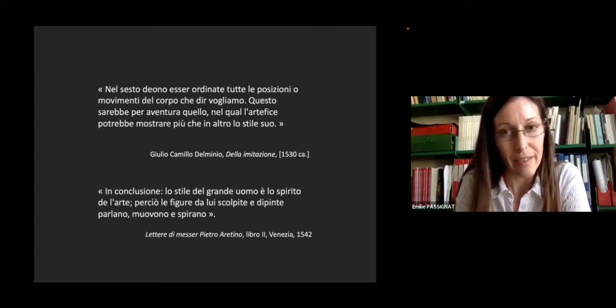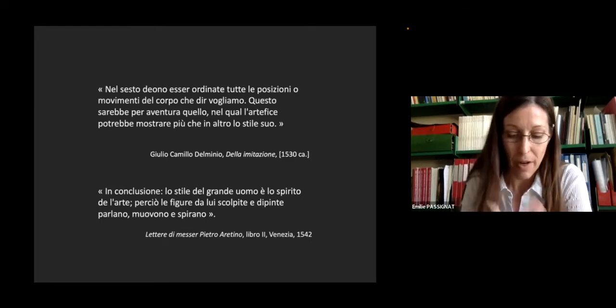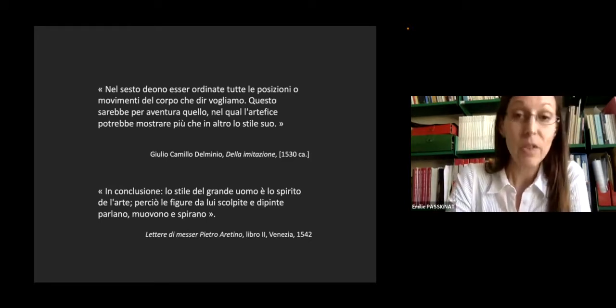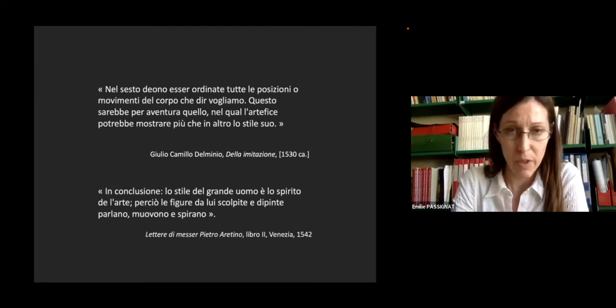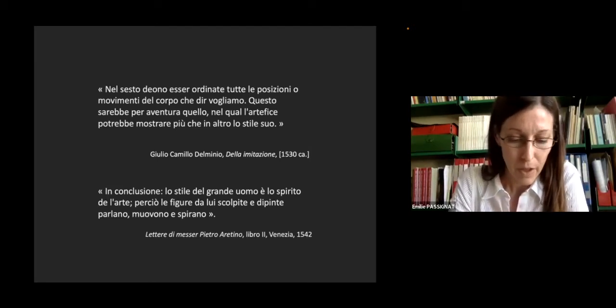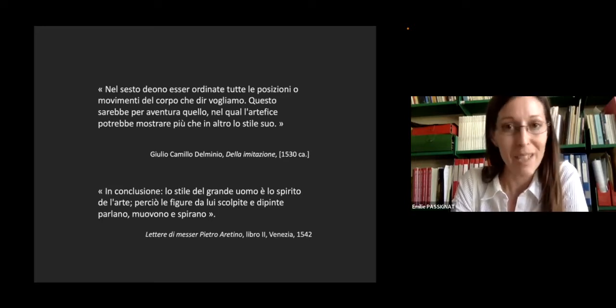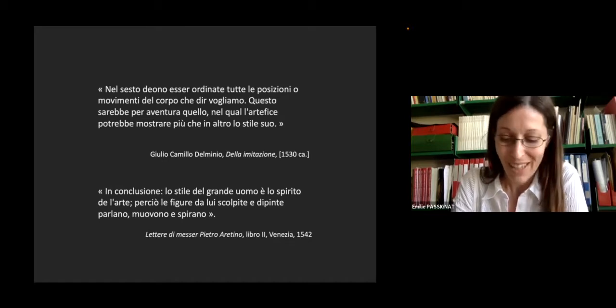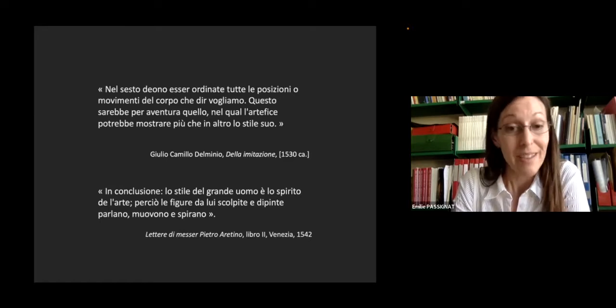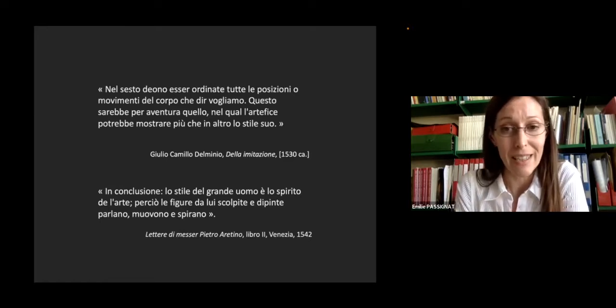Similarly, l'Aretino, who was Vasari's mentor, speaks of style for artists on several occasions in his correspondence, not in the Lives, but in the correspondence. For example, in the letter praising Michelangelo's works sent to Vasari, we can read: in conclusione, lo stile del grande uomo è lo spirito dell'arte, perciò le figure da lui scolpite e dipinte parlano, muovono, espirano.